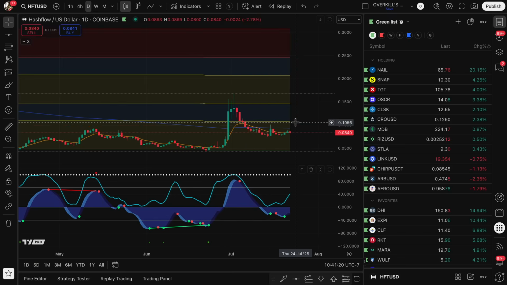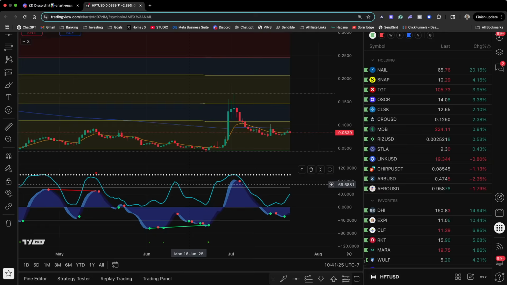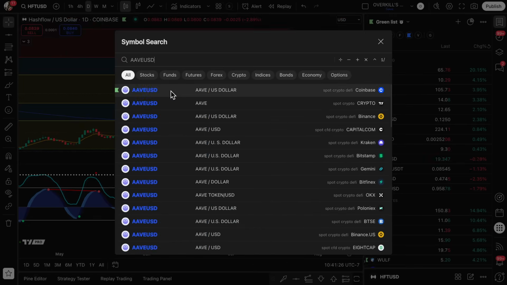But this one looks good. I like HFT here with a target of 25 to 30. And again, I don't know too much about it, but the chart does look interesting technically.